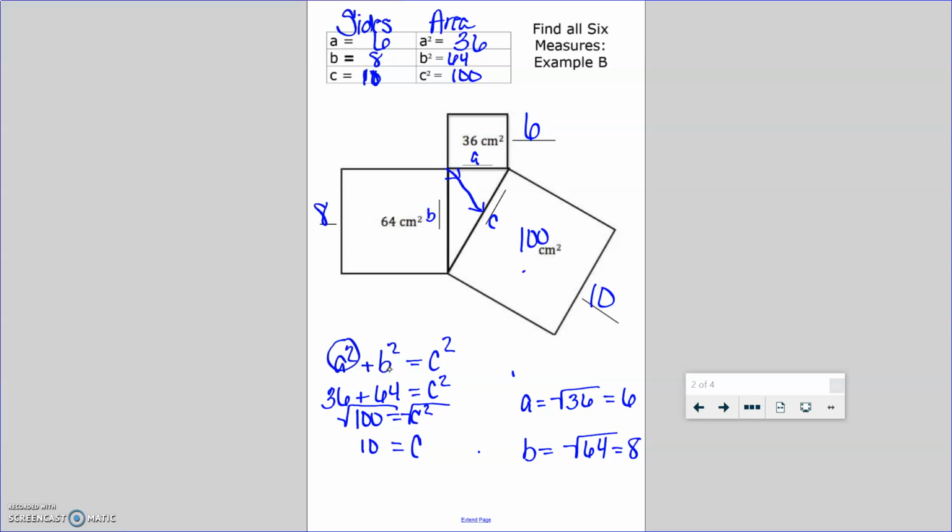Now you're going to complete the rest of your assignment for today. Make sure you use your calculator to help you with your squares and square roots. And make sure you show your work.